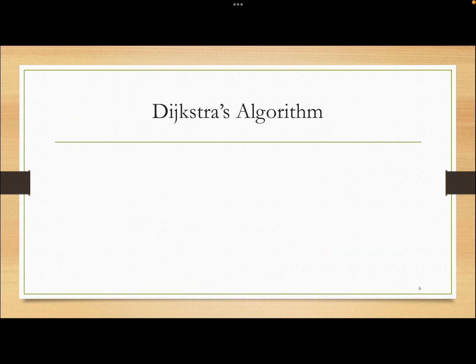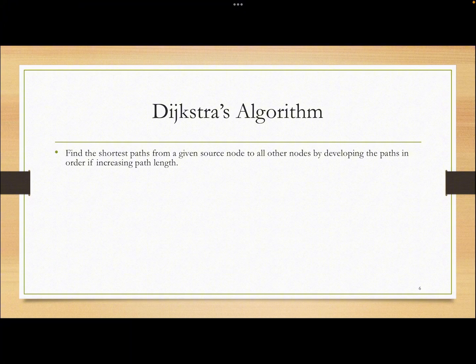Okay, now let's look at the Dijkstra algorithm. The Dijkstra algorithm finds the shortest path from a given source node to all other nodes. So if you have the source node, A is the source node here, and you have many nodes in the network, for example B, C, D, E, F. So A is the source.